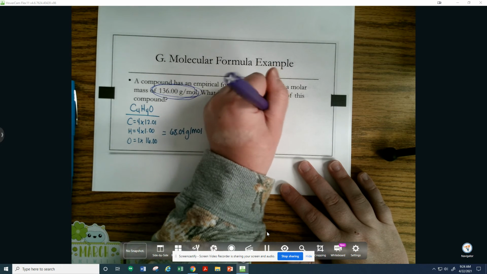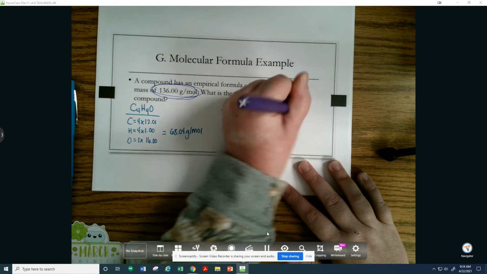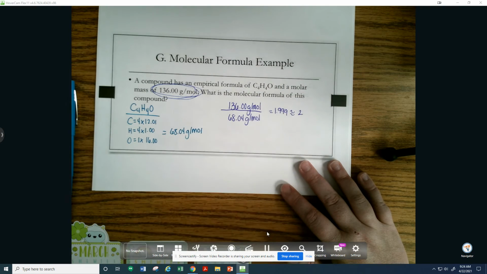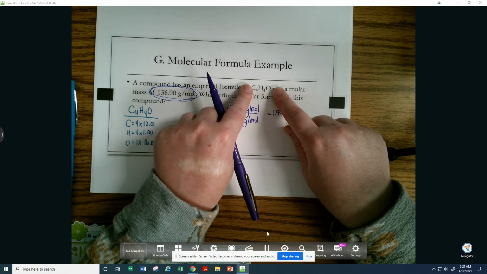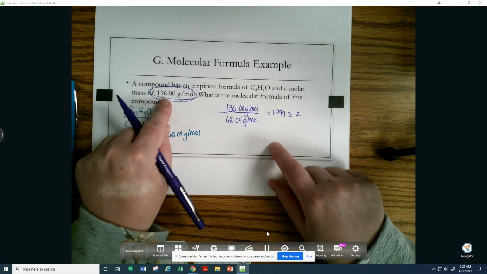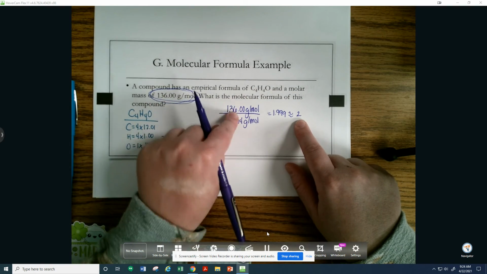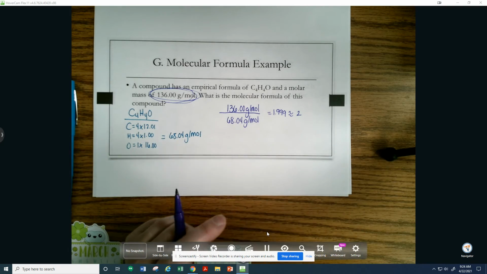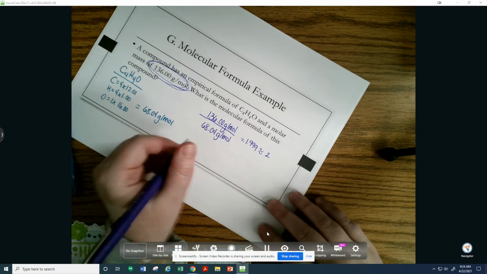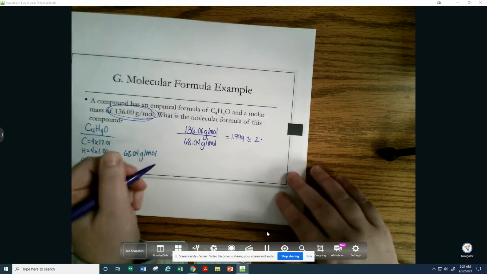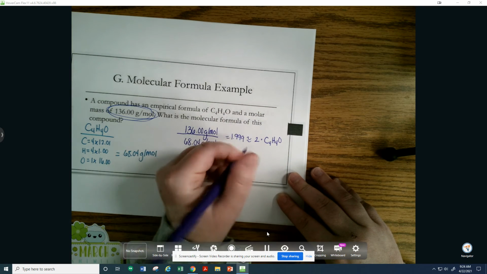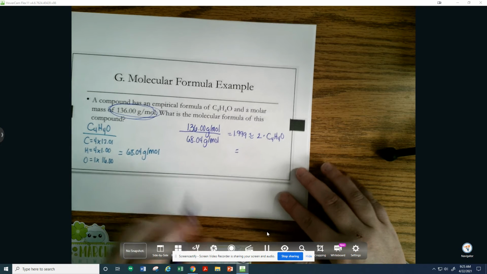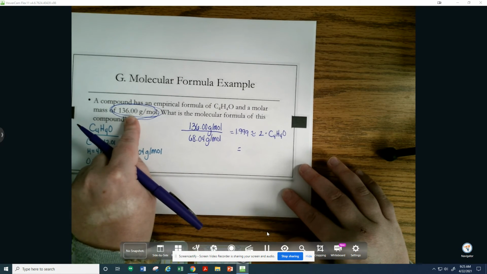What that gives you is 1.999, which we can say is 2. So what that means is the lowest ratio, this 4 to 1, based on the true molar mass, the relationship is 2 times greater. So what you do is you then take this times your empirical formula. And this will give us the true subscripts to give us a molar mass of 136.